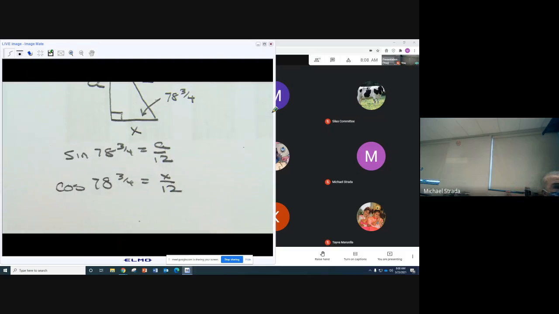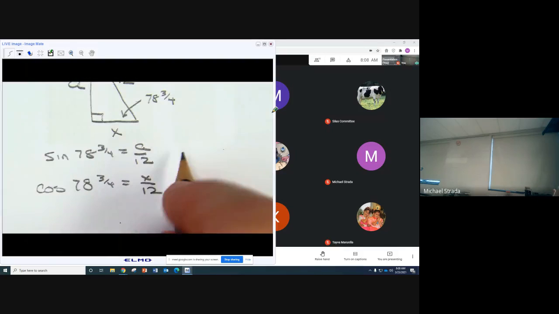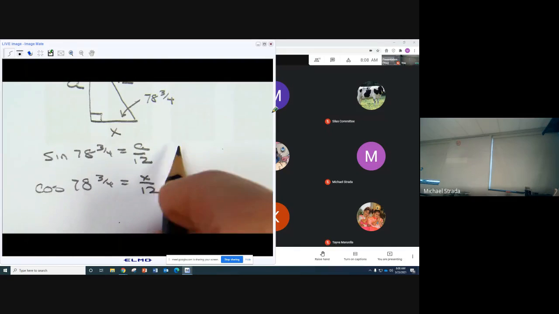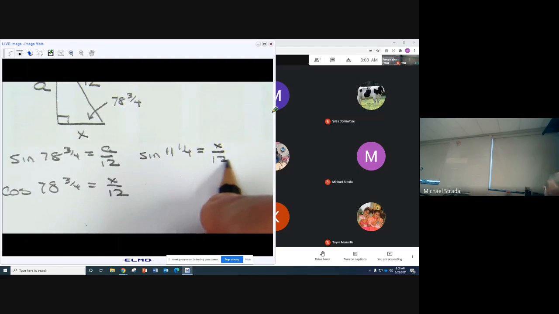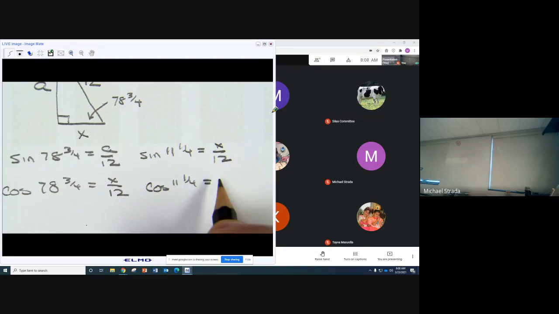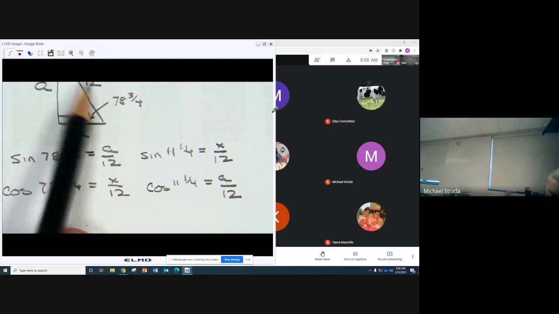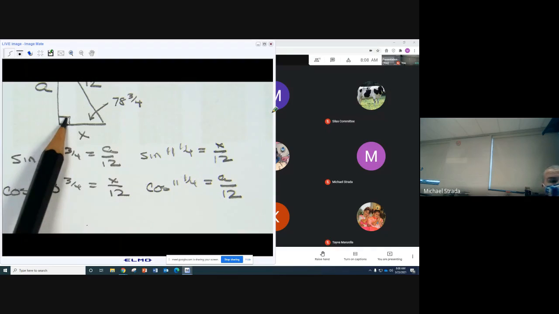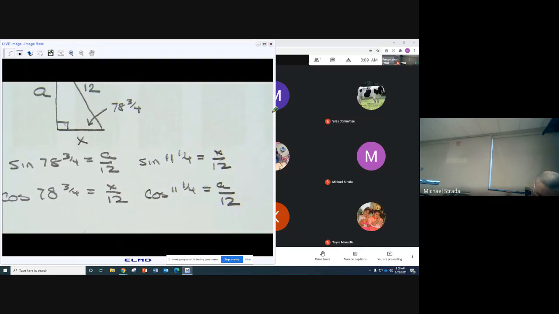Or you can use sine of 11 1/4 equals X over 12, or cosine of 11 1/4 equals A over 12. So you can use either one. I just subtracted from 90. That's 90 degrees, so the angles of the triangle have to add up to 180.